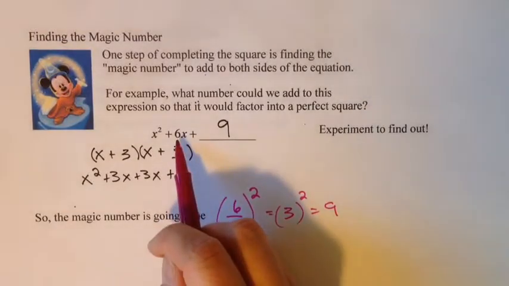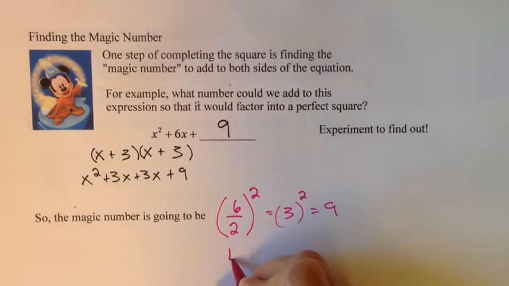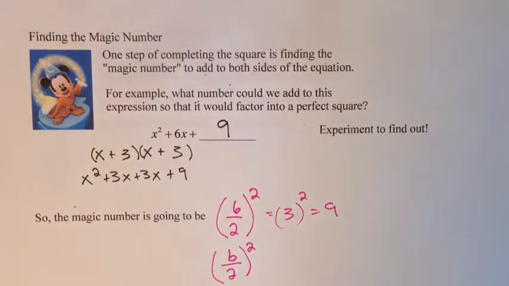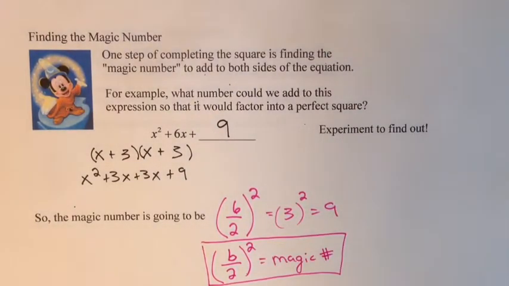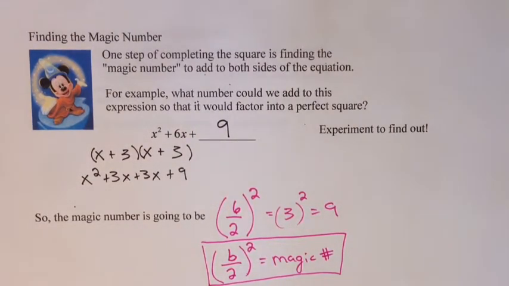If you remember that the coefficient on the x is usually labeled b, we could have rewritten this as: take your middle term, b, divide it by 2, and then square it. And that's the formula for the magic number. Not too bad, right? Take your middle term, b, divide by 2, and then square it. That gives you the magic number.